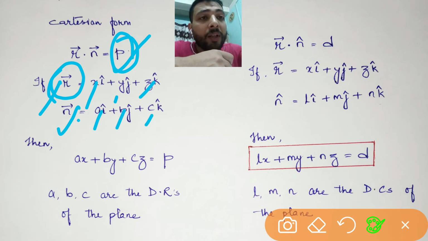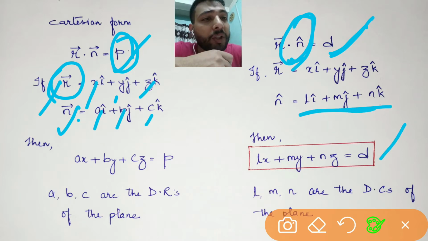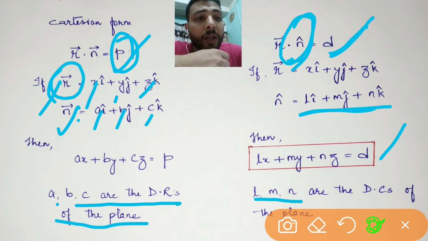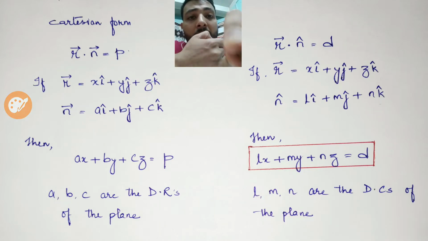Okay, in this case where we have n cap, we have direction cosines in place of this. So if you multiply them, you will get lx plus my plus nz, no problem. Dot product you know how to take. Here a, b, c are the direction ratios of the plane, and here l, m, n are the direction cosines of the plane.